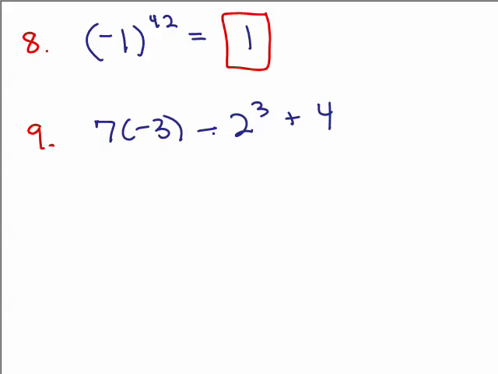And notice you've got the minus signs and the plus signs, and so you're not going to do all that last, so I could do this multiplication at the same time I do that exponent, or you could take two steps, do just the exponents first. Another alternative is you can write 2 cubed as 2 times 2 times 2. All right, so if we do 7 times negative 3, it's negative 21, minus 2 cubed will be 2 times 2 times 2, that's 8, plus 4.